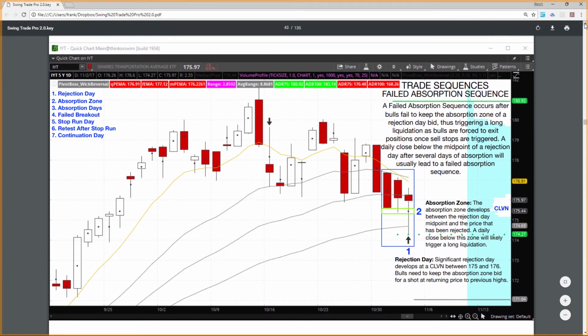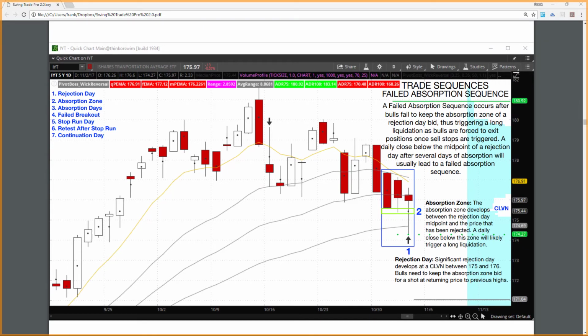All right, this one is IYT, the Transportation Average ETF. And a failed absorption sequence occurs after bulls fail to keep the absorption zone of a rejection day bid. So here is the rejection day, day one rejection. Significant rejection day develops at a CLVN. Here's your CLVN in the profile, between 175 and 176.